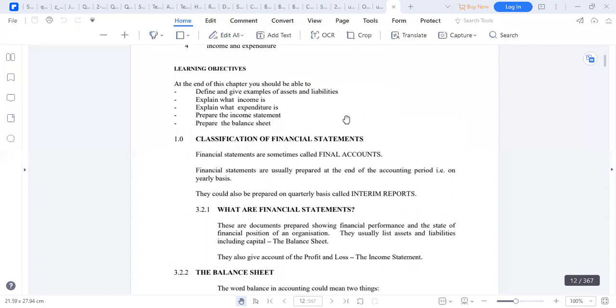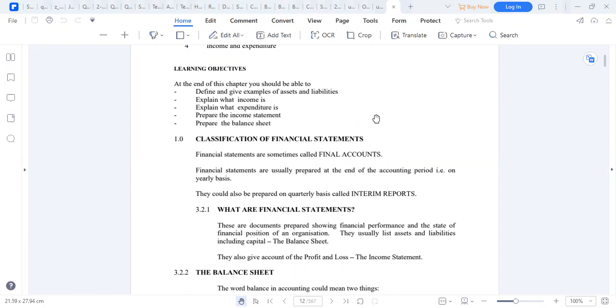So the objectives of this chapter is to really understand what income is and expenditure and how to prepare an income statement and the balance sheet. And so the final statements are sometimes called the final account. The financial statements are usually prepared at the end of an accounting period. Others do it on a yearly basis, whilst others do it on a semi-annual basis, depending on how your periodicity or period is.